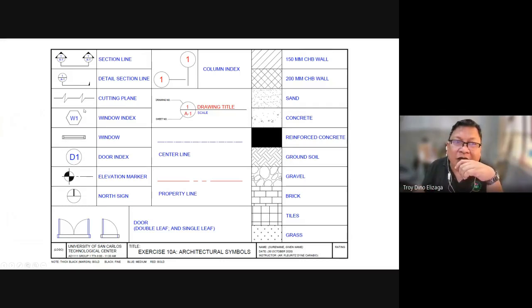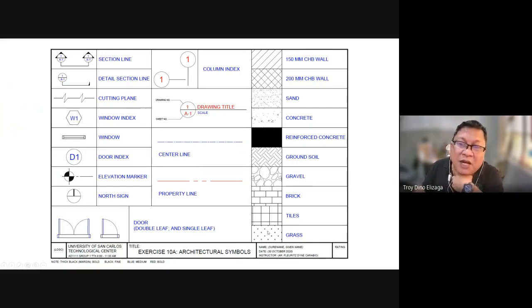The cutting plane, the door index, we do it this way. We also label the windows. In the Philippines, we make use of a hexagon. Okay, and it has caught on, so you might as well just follow it also. Elevation marker is not needed for now because we're talking about plans. North sign, you can do it in different ways, but the simpler the better. These are column index, this should be a letter. Drawing title, so this is the drawing number and then sheet number, center line, property line. We'll talk about property line when we talk about site development plans.